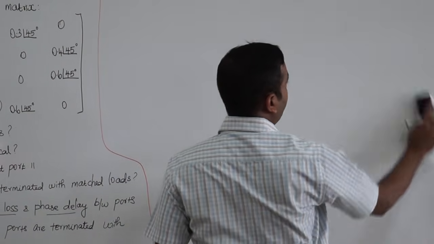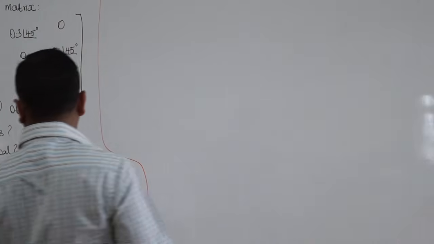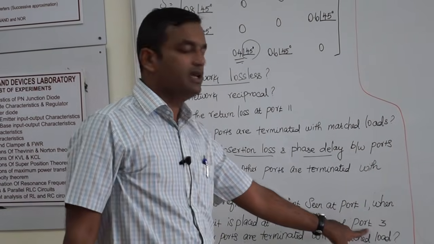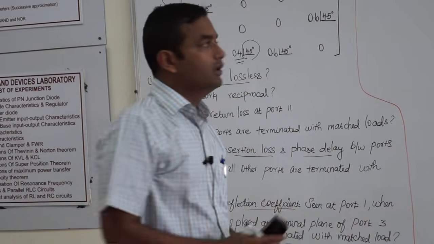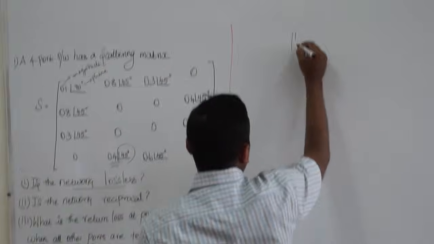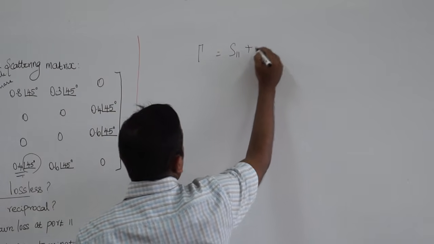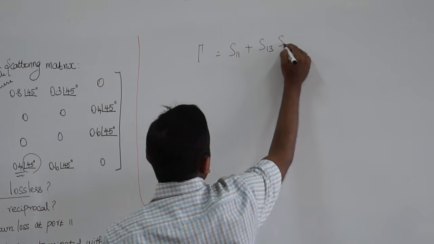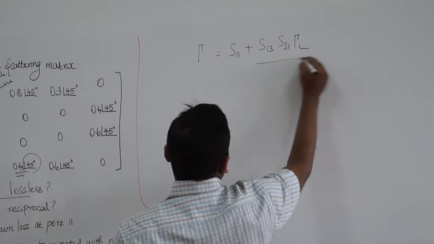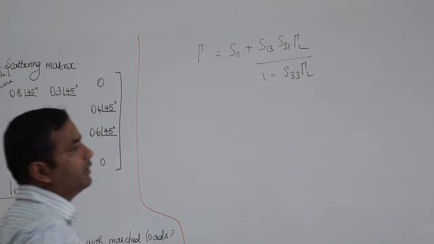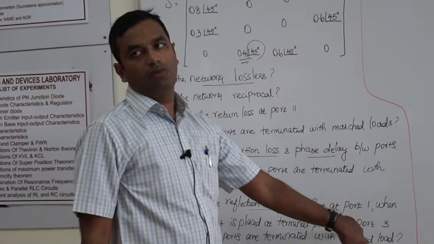In our problem, we have to find the reflection coefficient seen at port 1 when a short circuit is placed at the terminal plane of port 3. So gamma will be nothing but S11 plus S13 S31 gamma L over 1 minus S33 gamma L, because we are not interested in port 2, we are interested between port 1 and port 3.